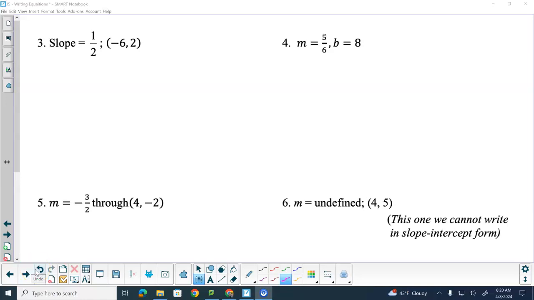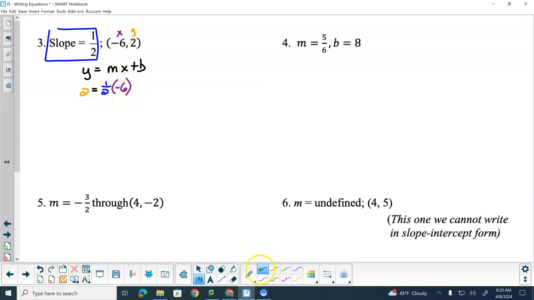How did you start number 3? Keep going. Keep talking. Okay. 2 equals, your slope was your m, that's your 1/2. That was your x, -6, and then plus b is what you said. Okay, go ahead. We should move with that. Yep, exactly. Then what? And 3 both sides. Love it. What'd you get? 5 equals b.